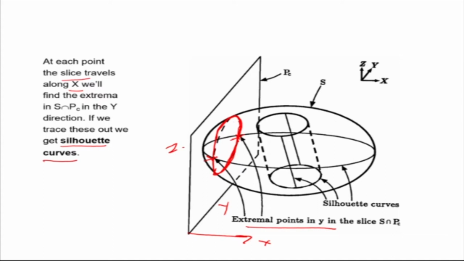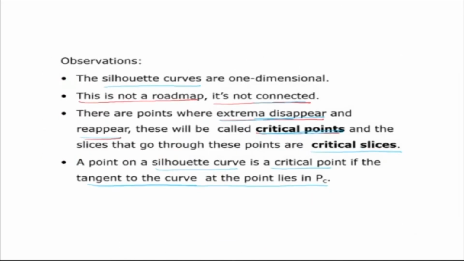So what am I doing? I'm going to cut this using slices, and in every slice I find the extrema points. These are the extrema points on the curve. Now the observation that we need to make here is that the silhouette curves are one-dimensional.